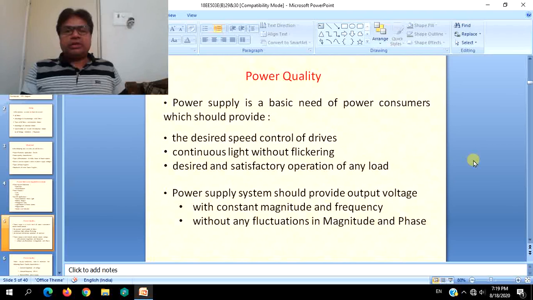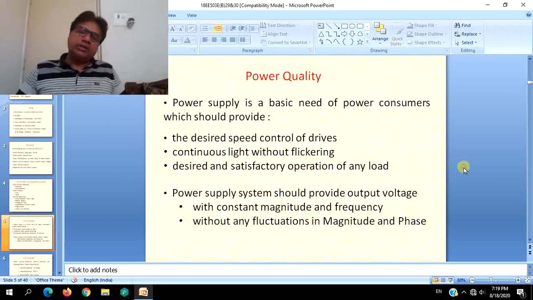So power quality, it should be supplied so that it should provide the desired speed control of drives. There should not be any flickering of lights. Operation of lights load should be satisfactory for all purposes. To meet all the requirements, power supply system should provide output voltage with constant magnitude and frequency without any fluctuations in magnitude and phase.